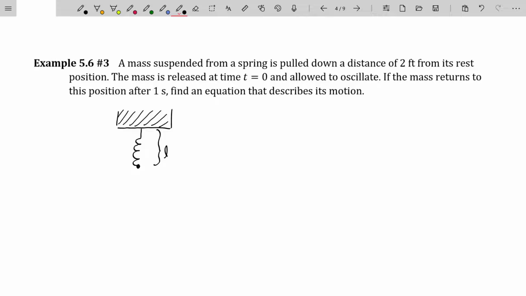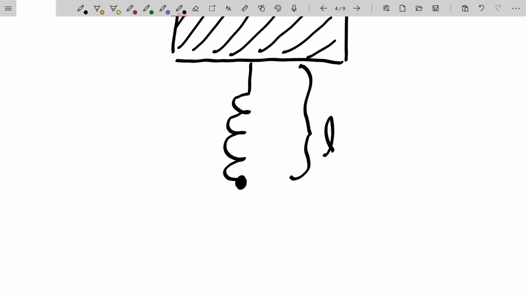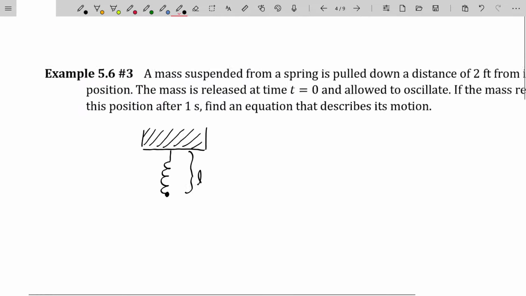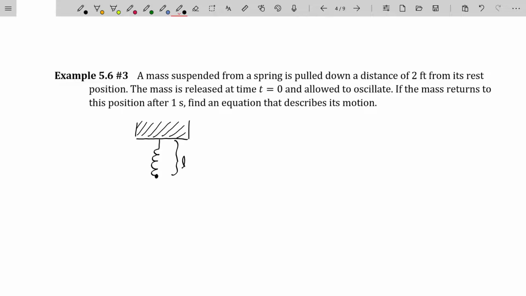So we attach a mass. Let's just say that after the mass is attached, this becomes the natural length of the spring. And then we decide, I'm going to go ahead and pull it down 2 feet from its resting position. So we'll pull it down another, let's just say to here, another 2 feet. So this is a 2 foot extension.